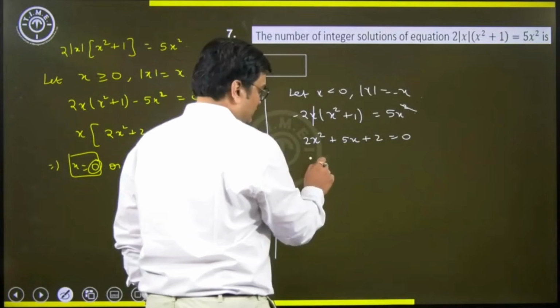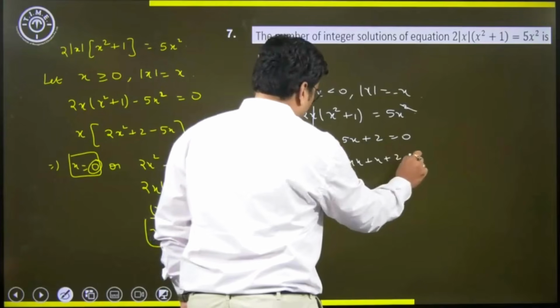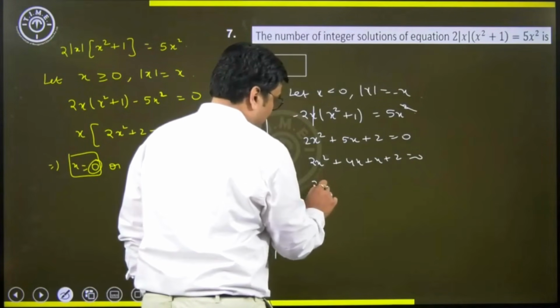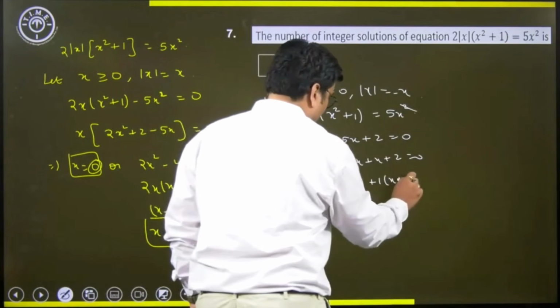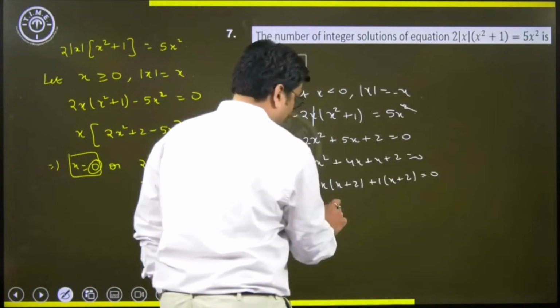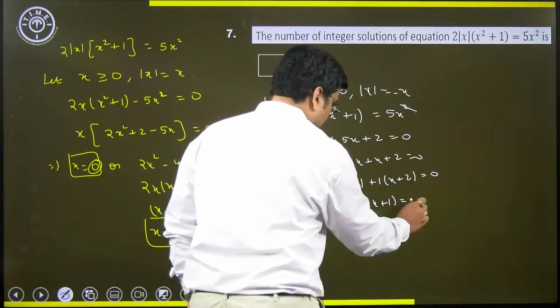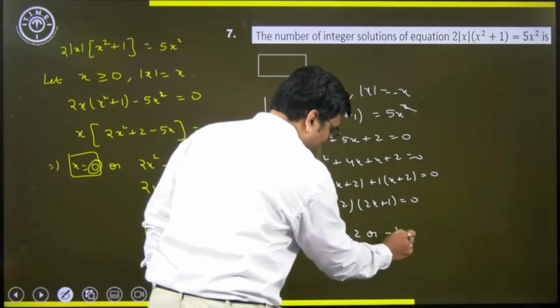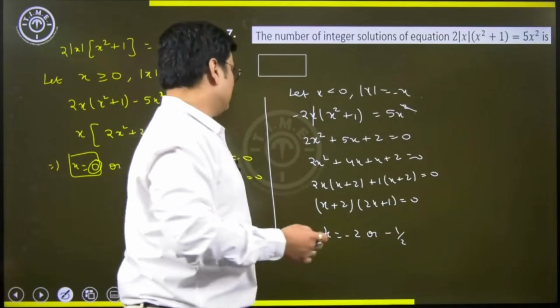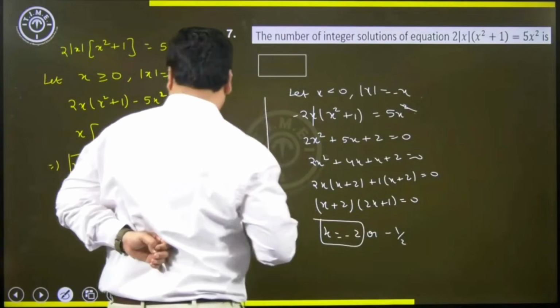Factorize it, so it will be 2x² + 4x + x. So, 2x(x + 2) + 1(x + 2). So, (x + 2)(2x + 1). So, here x can be minus 2 or minus half. Again, minus half cannot be taken. So, we will only take x equal to minus 2 as a possible value.